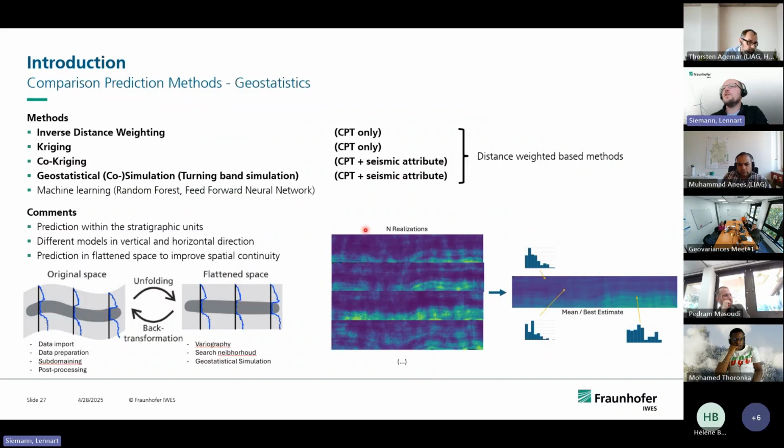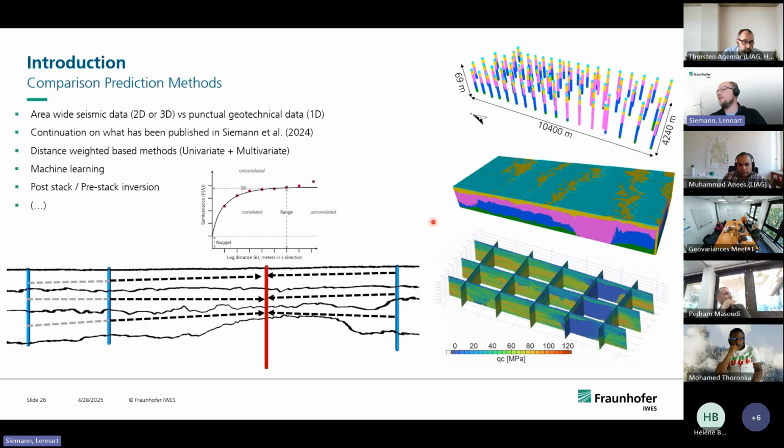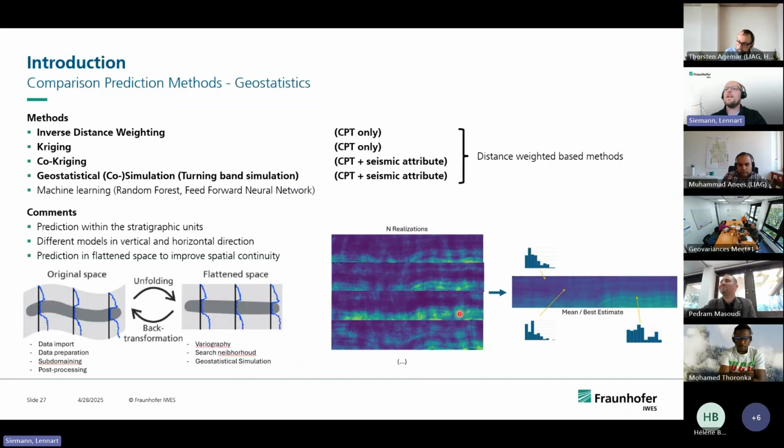Another overview, basically showing the different methods: inverse distance weighting, kriging, co-kriging, and simulation. The difference here, and this was also what we wanted to investigate, is that in this case we only have the CPT information. In those two cases, we also incorporate a seismic attribute for the prediction, which is something the industry also basically wants. In terms of modeling, we predict within the stratigraphic units. So we divide the different units before we do anything further, to not mix up things which don't belong together. For example, this clay tunnel valley has nothing to do with the surrounding deposition, of course.